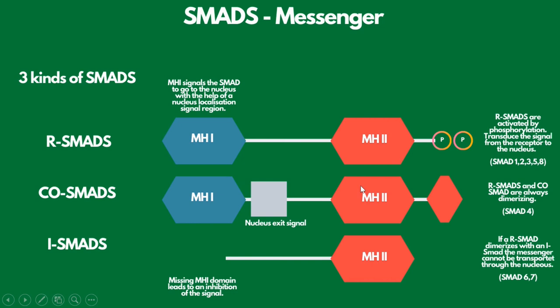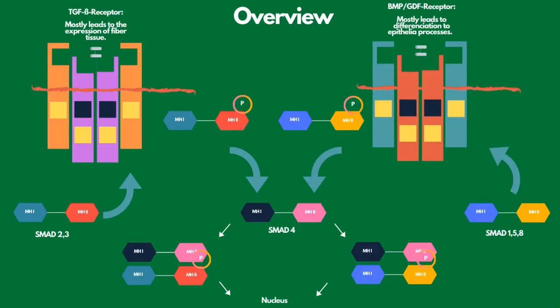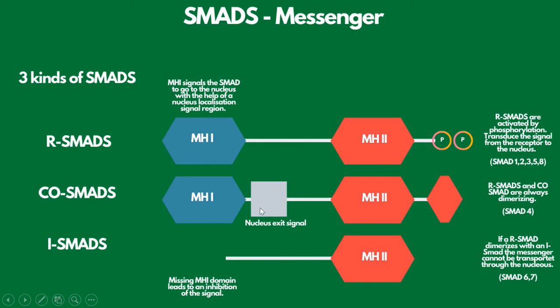SMADs are messenger molecules, and there are three kinds of SMADs: the R-SMAD, the Co-SMAD, and the I-SMAD. Each of those SMADs contains an MH1 domain, which has a nucleus localization signal region, which tells the molecule where to go into the nucleus. Then we have this nucleus exit signal on the Co-SMADs, and the I-SMADs are missing this MH1 domain, and this leads to an inhibition of the signal, because the SMAD messenger cannot be transported into the nucleus.